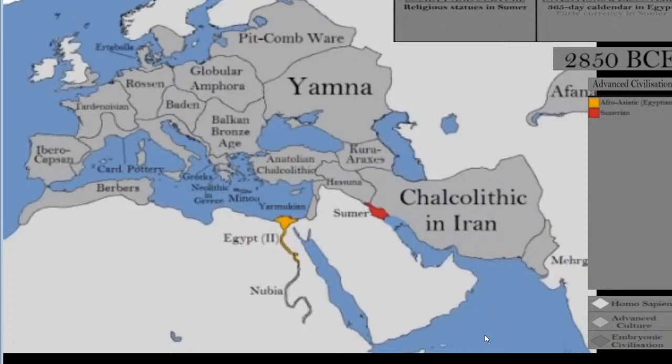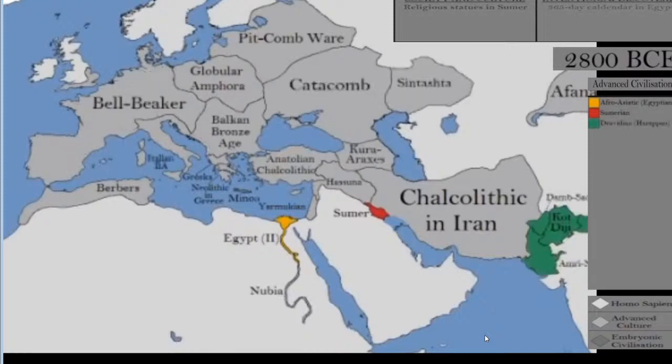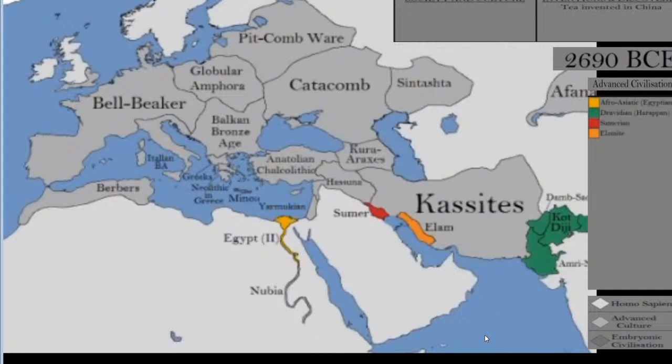And we're going to start getting into the war stories, religious statues in Sumer, 365-day calendar in Egypt. And we're talking 4,700 years ago. Elam. Okay, so now you've got advanced civilizations popping up everywhere.